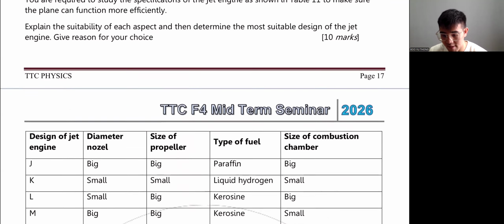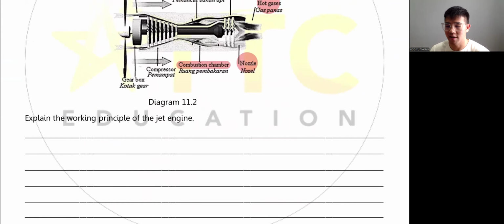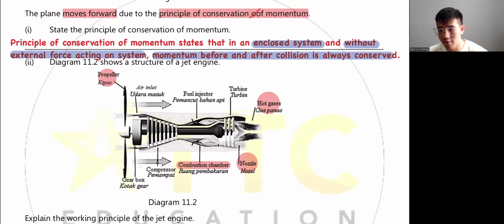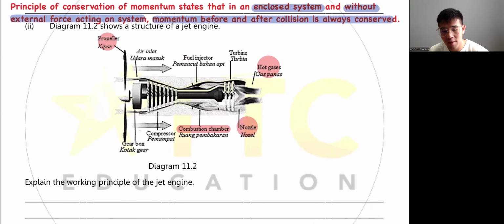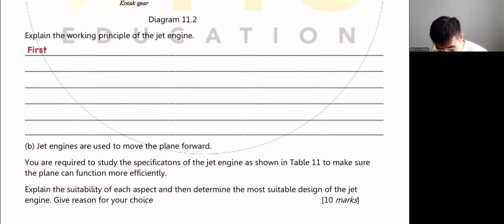But actually question B is the essay question, but I have to build up the rapport first. Okay, starting from I show you how the question works. At first they asked you to explain the meaning of the conservation of momentum principle. Now they ask you to explain how the jet engine works, right? The working principle. So this is how it works.